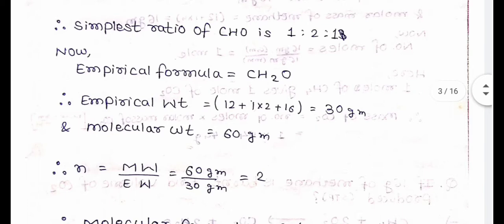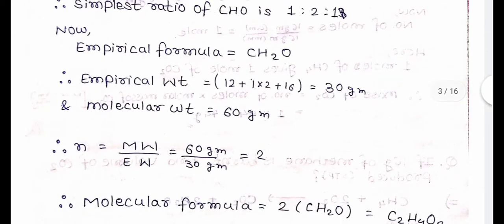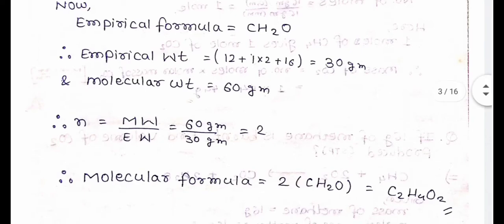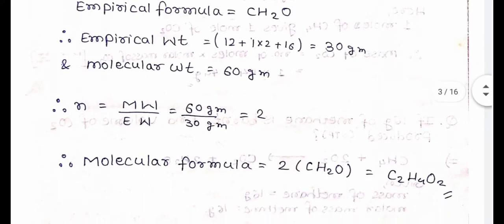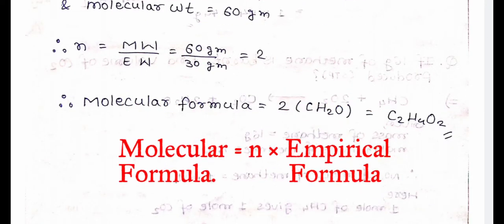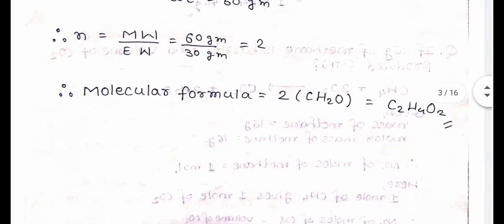Now empirical formula is CH2O. Therefore empirical weight is 30 gram and molecular weight is 60 gram. Therefore the value of n is molecular weight divided by empirical weight, which is 2. Therefore molecular formula is n times empirical formula, which is 2 times CH2O, which is C2H4O2.